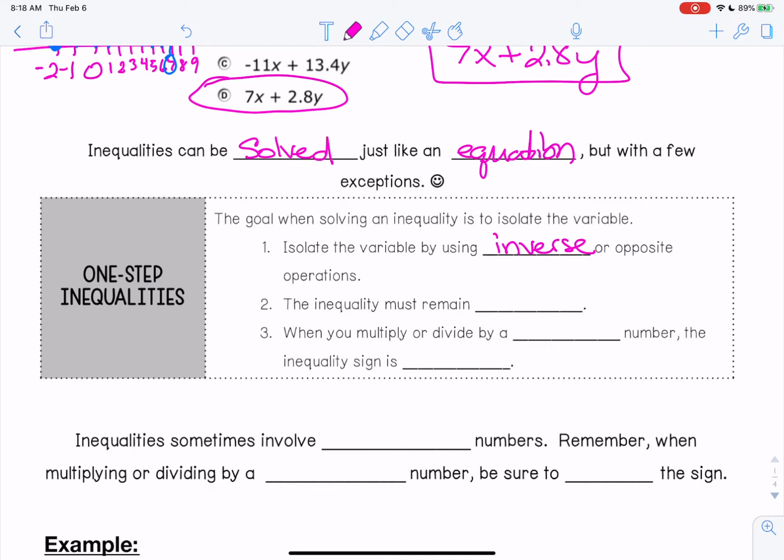The inequality must be balanced. That's why we draw our river. Whatever we do to one side, we have to do the other. And when you multiply or divide by a negative, this is the important part for today. When you multiply or divide by a negative number, the inequality sign is flipped. Okay? So this is the new stuff for today.